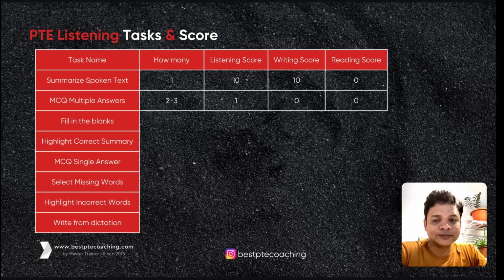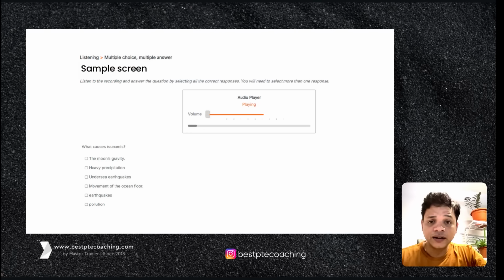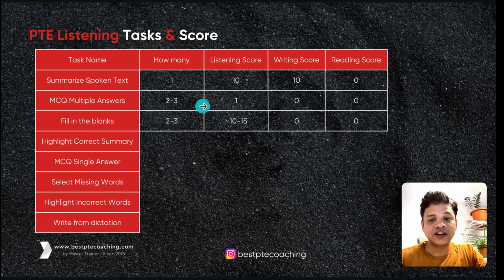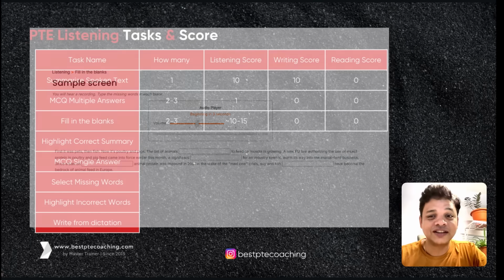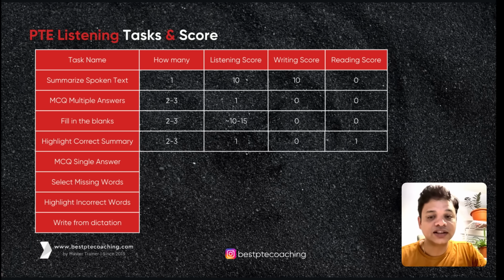Let's see. Multiple choice, multiple answer: 2 to 3 questions. It's all about listening and identifying the right choices in a multiple choice question. The weight is close to 1 mark in listening. Fill in the blanks: it's all about listening and typing missing words in a passage or in a conversation. That's what you do in fill in the blanks in a nutshell. There will be 2 to 3 questions and you will get close to 10 to 15 marks from fill in the blanks.